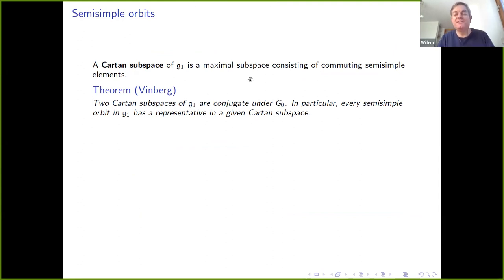So it's basically written what I said. A Cartan subspace is a maximal subspace consisting of commuting semi-simple elements. There is a theorem by Vinberg that says that two Cartan subspaces are conjugate under G0. That immediately implies that every semi-simple orbit has a representative in a given Cartan subspace. So I take one Cartan subspace, and every semi-simple orbit has a point in this Cartan subspace.